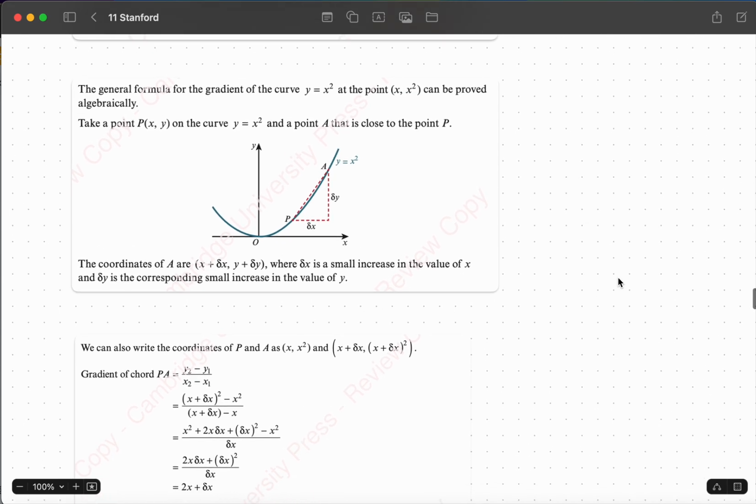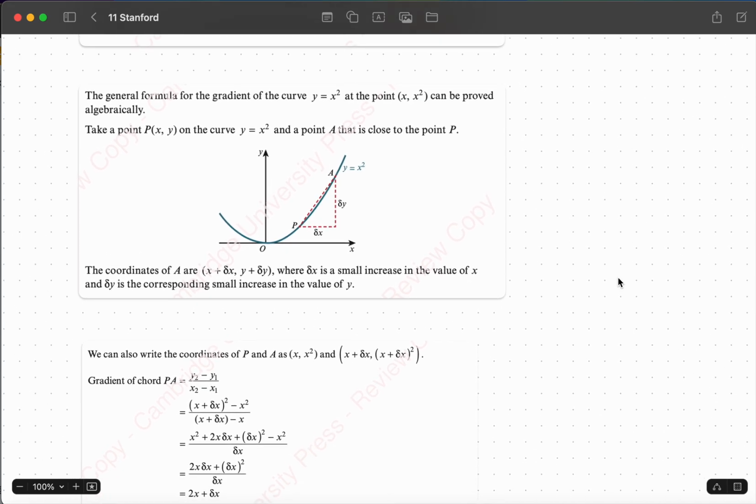So for example, the general formula for the gradient of the curve y equals x squared at the point (x, x squared) can be proved algebraically. How? Let's say we have this curve. Let's take one point, P, (x, y), on the curve y equals x squared. P is over here, and point A is close to P. Just imagine that A and P are very close.